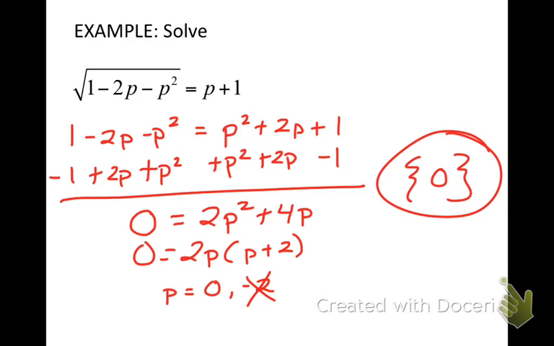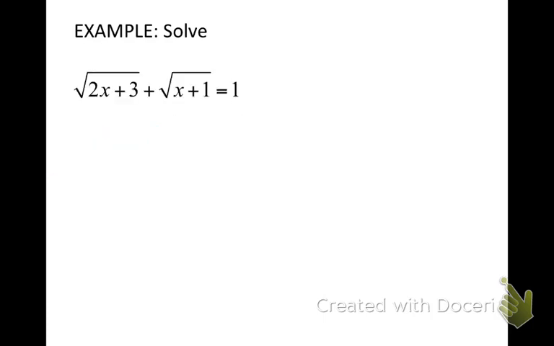Okay. All right, you ready for the hardest one that you will possibly have? So we're going to have to do double solving. So when you have a double radical, this will be the hardest thing that you'll see for this section. Double radicals. Square root of 2x plus 3.